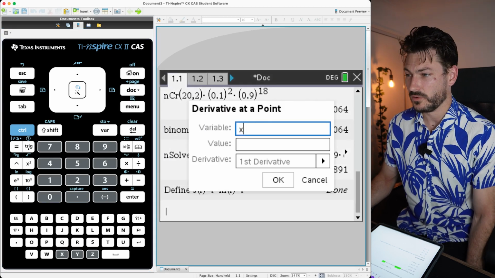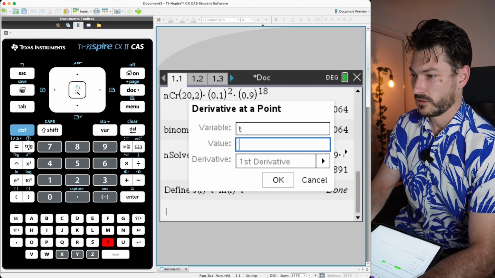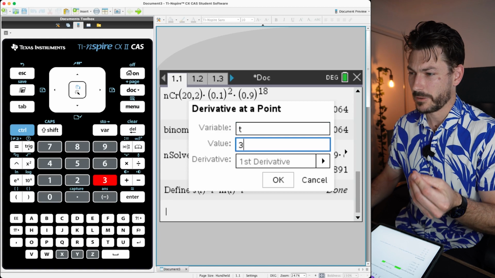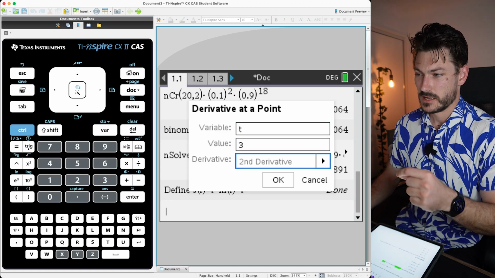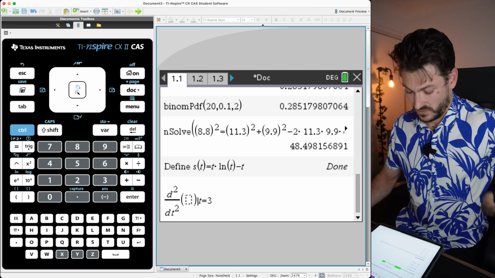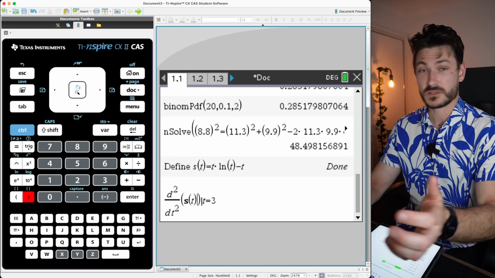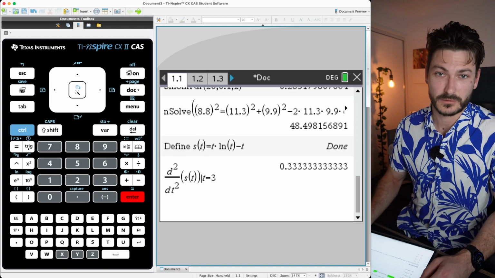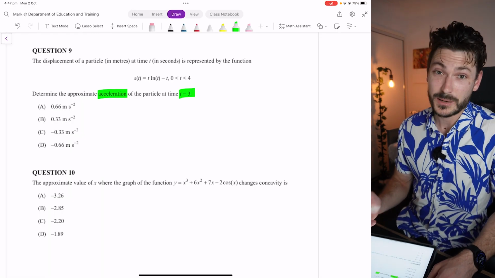And the variable I'm using is t. The value that I'm trying to evaluate is at t equals 3. And I'm actually doing this second derivative. So when I hit OK here, it's going to take me to this setup here. And all I have to do is type in now, I want s of t. And I want to derive that the second time. And I get 0.33333333, which is going to be part B.